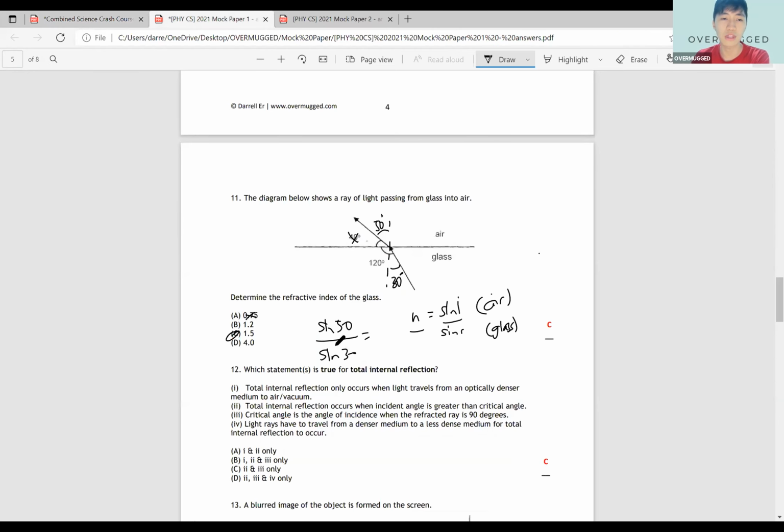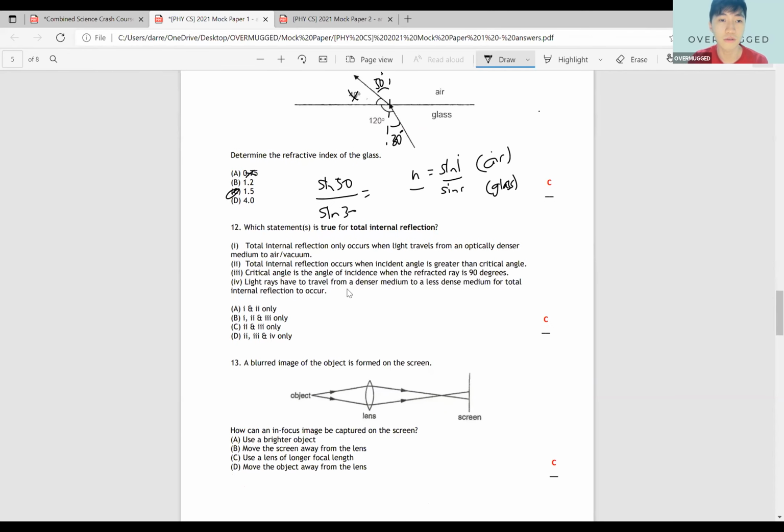Anyway, even if you do 30 over 50, you just need to remember that the value cannot be smaller than 1. If it's smaller than 1, you flip your value around. Refractive index will always be bigger than 1. I can explain this, but it requires an A-level concept called Snell's law, which we don't want to bother ourselves with because we're not doing A-level. So just remember, it's always sine air over sine medium. Okay, which is true for total internal reflection.